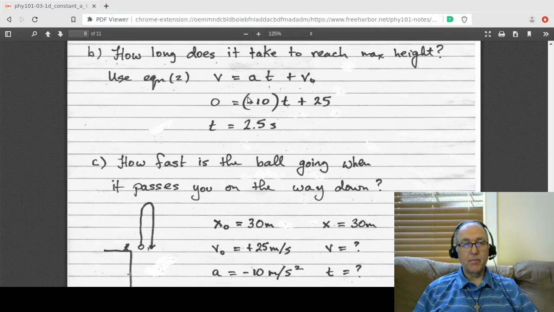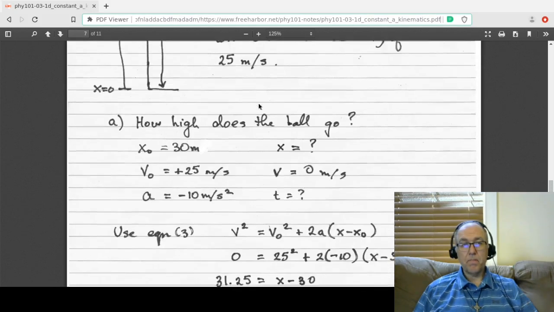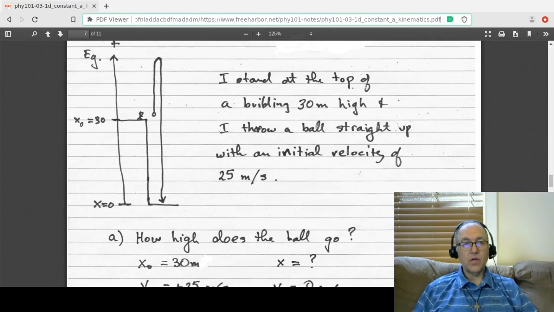And so how long does it take to reach the maximum height? Well, you can go through the equations and you'll notice that with equation number 2, you could easily solve for time. The velocity at the maximum height is 0. The acceleration is negative 10 times t plus 25, and you get an answer of 2.5 seconds. If you look at the diagram here, starting from this point right here and going up to the very top takes 2.5 seconds.